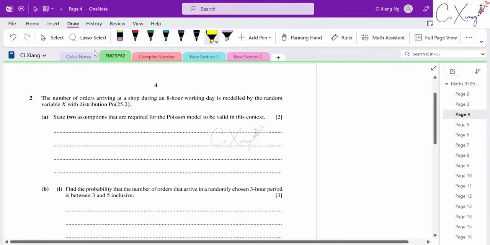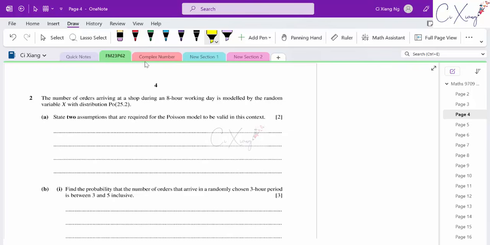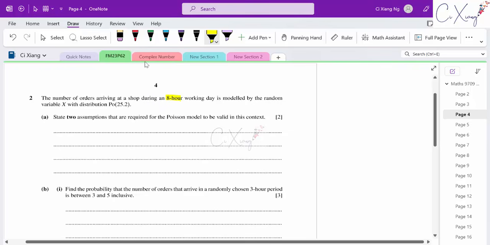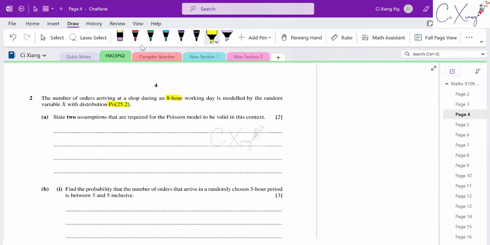Okay, question number 2. The number of orders arriving at the shop during the 8-hour working day is modeled by a random variable X with a Poisson distribution, lambda is 25.2. Okay, so for your information, they give us a very clear keyword here, which is Poisson distributed. And the lambda 25.2 is actually for the 8 hours. So if we have hours equal to 8, then our lambda will be 25.2.